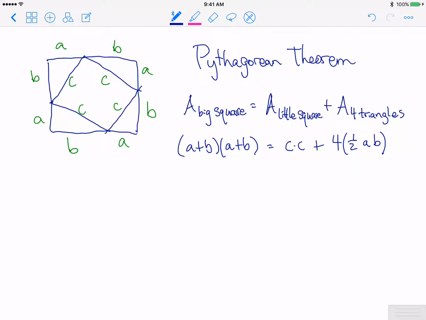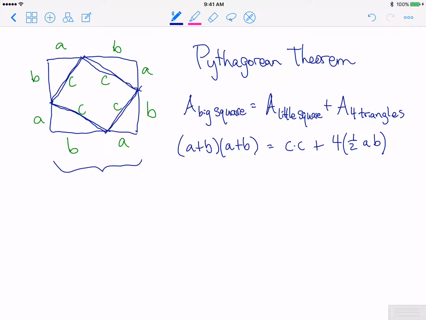Right? And it makes sense because we're looking at the area of the big square with a length of a plus b to be equal to the area of the little square, which is the c squared, in addition to each of the four triangles to complete the area of the big square. Okay. So in order to work this out, we just need to do some algebra.